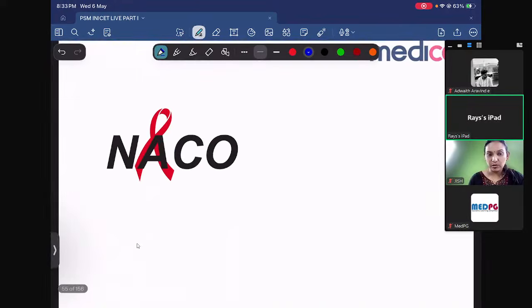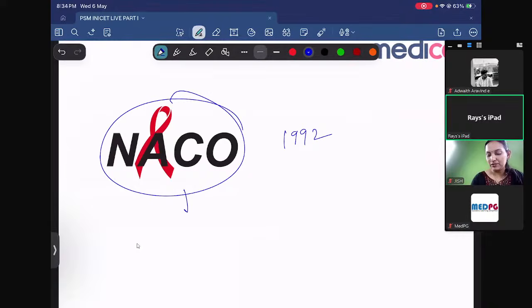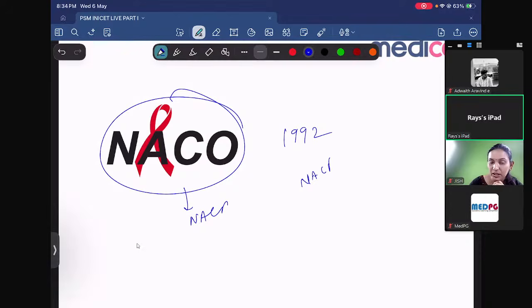Now this is the logo for NACO, the National AIDS Control Organization. Under this we have the National AIDS Control Program. And NACO was established in which year? 1992. It's a completely central government sponsored scheme, with 100% funding from the central government. Then we have NACP 1, 2, 3, 4, and now we are at phase 5, from 2021 to 2026.